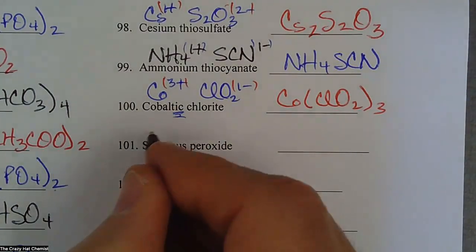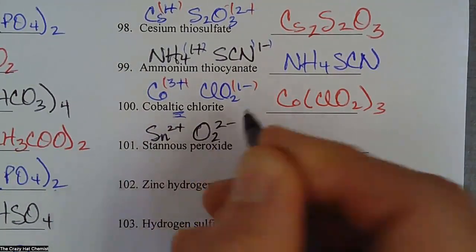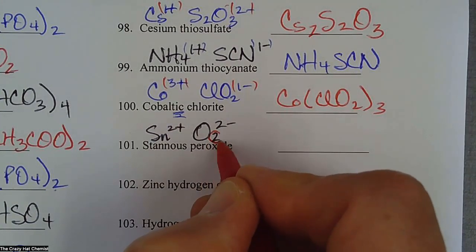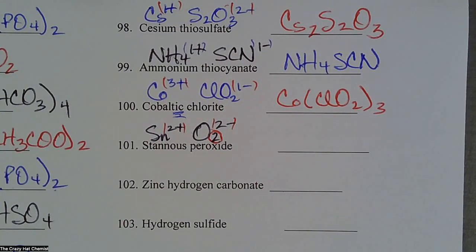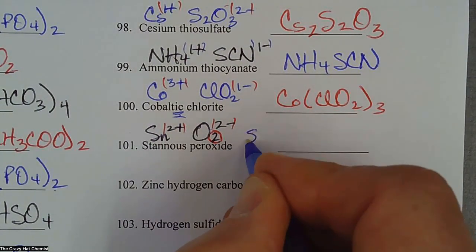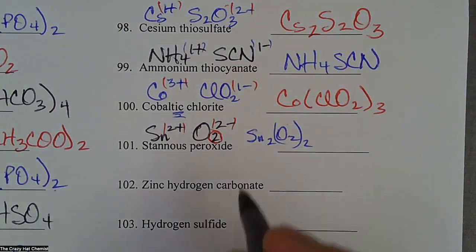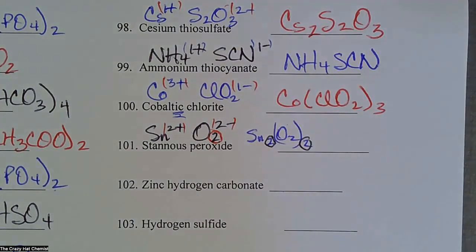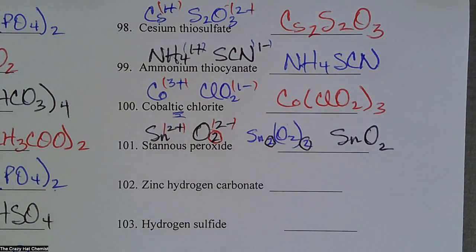Then it's stannous, that's Sn2 plus, and then peroxide, that's O2 2 minus. Can I reduce that and get rid of that 2? Never. I'm going to take the absolute value of these two numbers, flip them, bring them down. I'm going to write an intermediate step, and that's Sn2(O2)2. But these twos I can reduce. So I'm going to get SnO2. There's actually another name for this stannous peroxide, and that's stannic oxide. That could work too. If you were going backwards and actually naming that, that would work too.